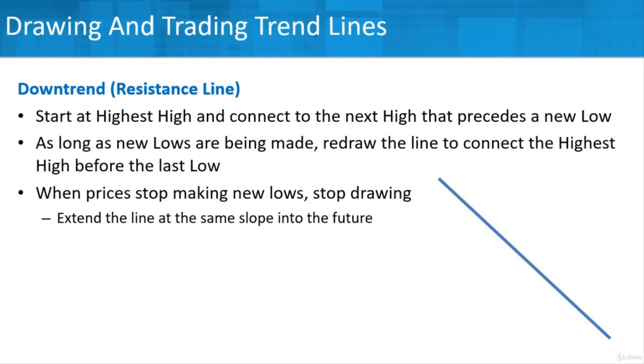And when prices stop making new lows, then you stop drawing, right? And then you extend that line at the same slope out into the future. You're basically extending that line all the way out, and you're watching that trend line. So let's look at that graphically so it makes a little bit more sense.